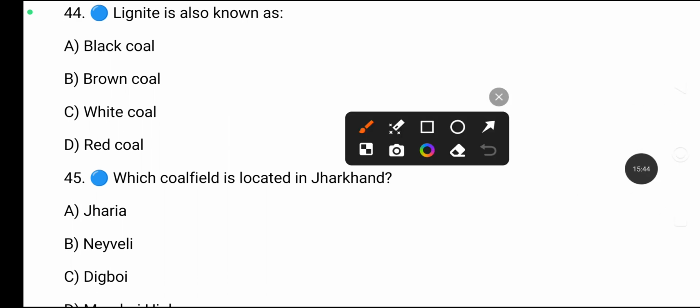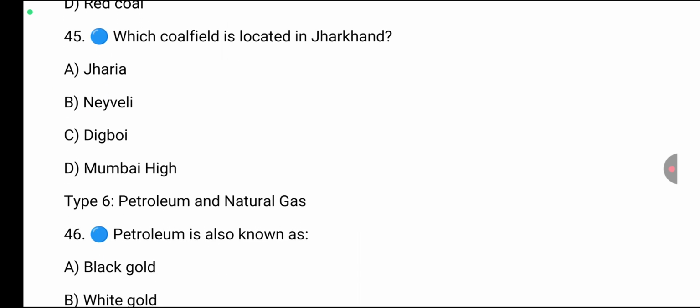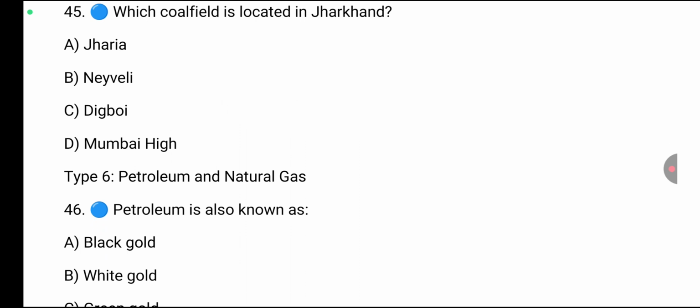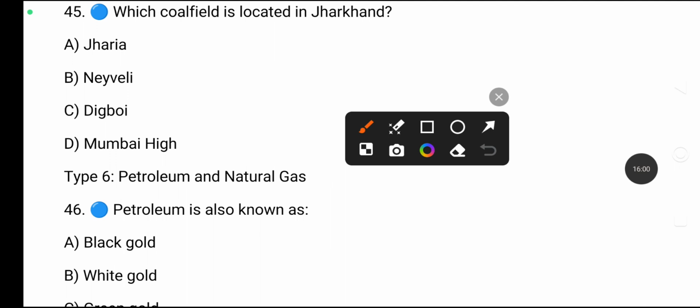Lignite is also known as a dash. Black coal, brown coal, white coal, red coal. That is brown coal. Now moving on to question number 45. Which coal field is located in Jharkhand? Jharia, Neyveli, Digboi, Mumbai High. That is Jharia. Jharia coal is located in Jharkhand.